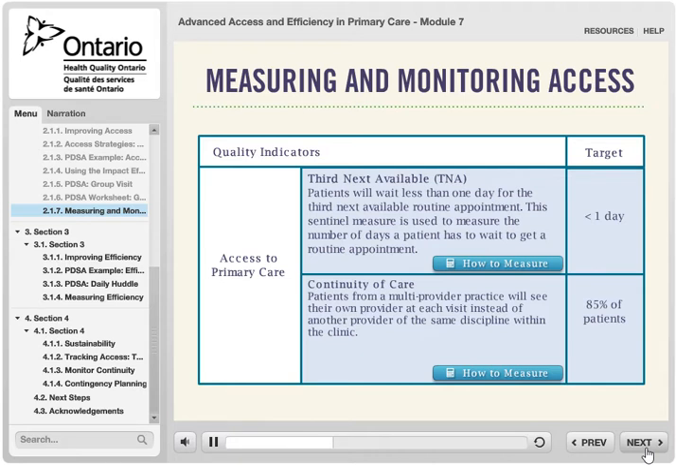Some practices may not, despite efforts to increase supply and reduce demand, be able to establish balance because demand exceeds supply by too large a margin. They may, however, be able to reduce their third next appointment time significantly, resulting in reduced wait times for patients and improved patient and provider satisfaction. Think about your target when planning your PDSA. Once you've reached it, you'll need to measure TNA and continuity periodically to make sure you remain on track.